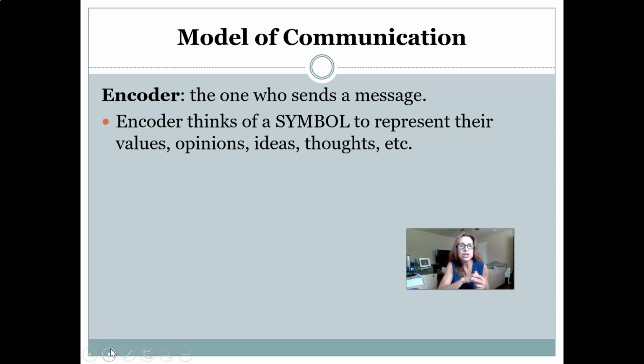The encoder thinks of a symbol to represent whatever's going on in their head. So in your head, when you're with another person, you have ideas and thoughts and feelings and opinions. You want to express those to this other person. You've got to come up with the proper symbol to represent that thought so you can express yourself, right? What do we call these symbols that you use to express yourself if you're having a conversation with someone?